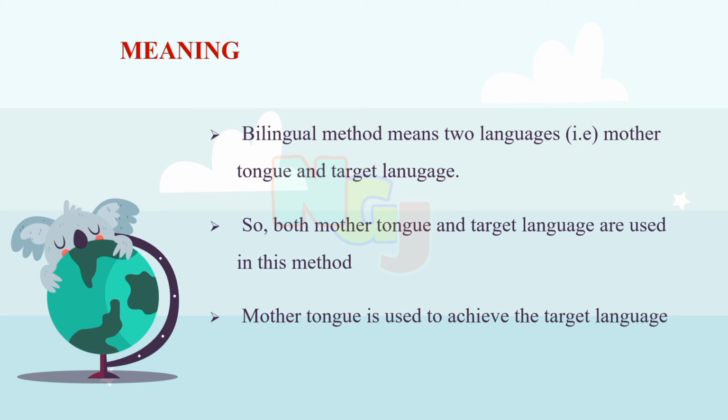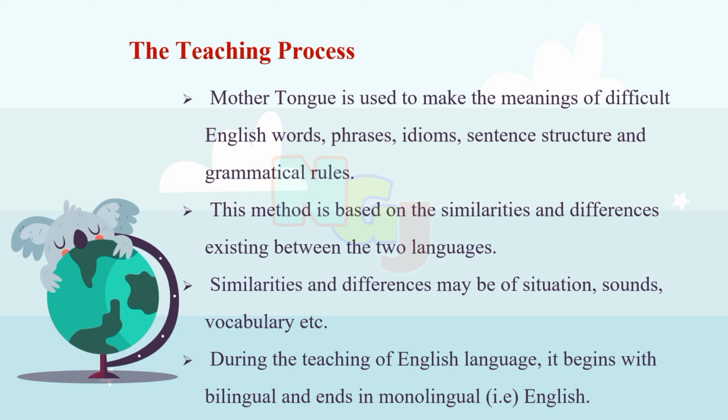In the previous method, that is grammar translation method, we saw that mother tongue is used there, but how is it used? It is translated literally. But here we are going to see how mother tongue and target language, that is English language, both go hand in hand in teaching the English language. The teaching process: in this teaching process, mother tongue is used to make the meanings of difficult English words, phrases, idioms, sentence structure and grammatical rules clear. English words, phrases, idioms, sentence structure and grammatical rules are translated into mother tongue.